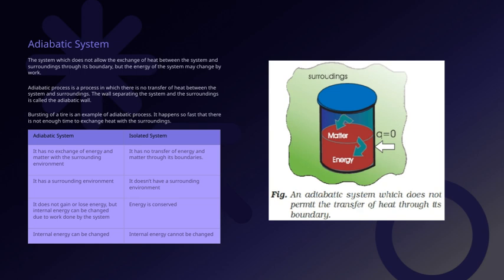Now, let's compare this with an isolated system. An adiabatic system has no exchange of energy and matter with its surroundings, but it can still interact internally. Its internal energy can change due to work. In contrast, an isolated system has no transfer of energy or matter at all, not just heat, but anything across its boundaries. Because of that, energy is conserved in an isolated system, and its internal energy cannot change over time.